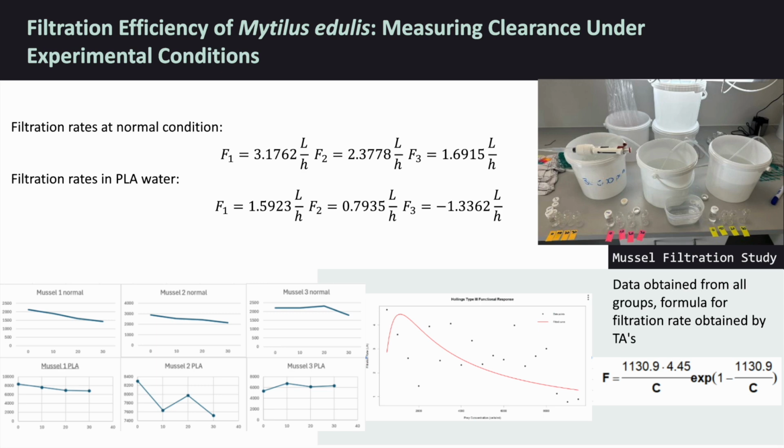Filtration rates dropped noticeably, and one mussel even showed a negative rate, suggesting impaired activity. However, the culture counter had issues during the second test, which may have affected the accuracy of our cell readings.